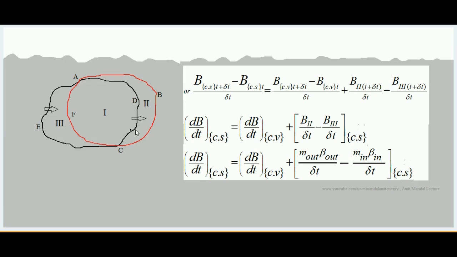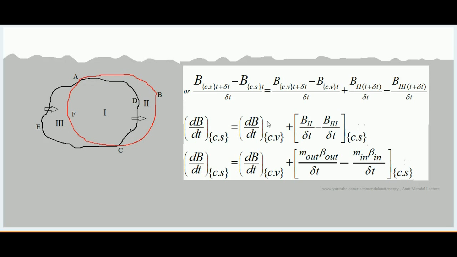Okay, now in case the mass of the control system which is leaving this control volume, associated with this region second, is M out, then this B second can be written as M out into beta out, because what is beta? Beta is the specific property, meaning property per unit mass. So this B second can be written as the amount of mass which has gone out of the control volume into the specific property associated with that region, beta out, the region A, B, C, D.